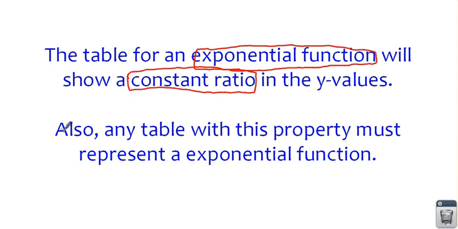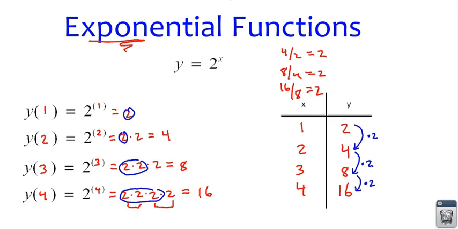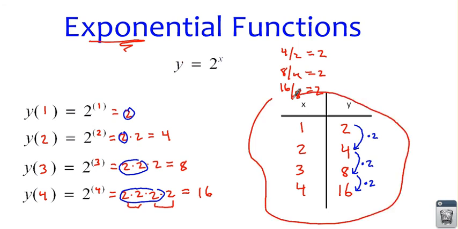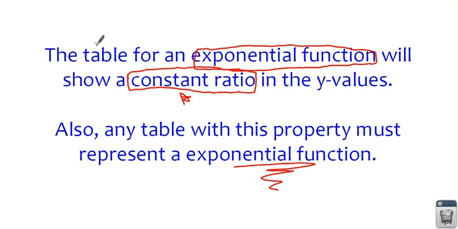That statement is again true in reverse. Any table that has that property of having a constant ratio between consecutive y values must represent an exponential function. So if all you know is that the function has these values and you don't know the formula for that function, you can still know that it represents an exponential function because it has this property right here.